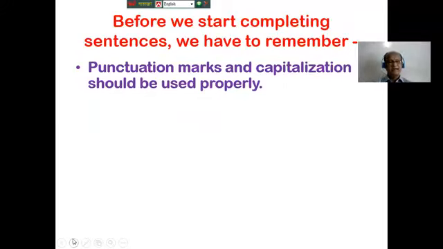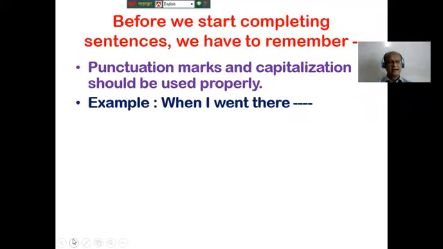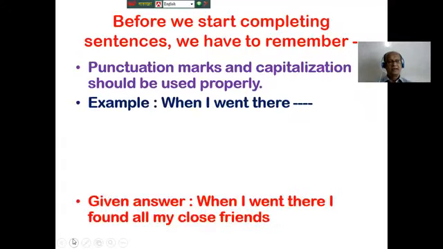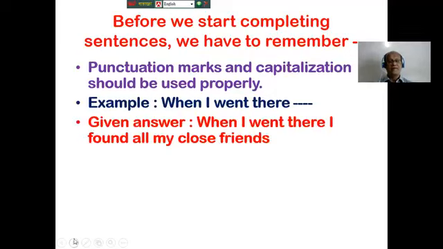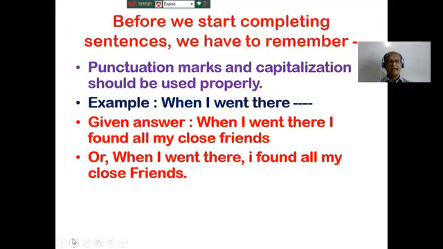Let's see the example. When I went there. The answer may appear in your copy like: when I went there I found all my close friends. There is no comma, no full stop. Next version: when I went there, comma, here I is small, found all my close friends, whereas Friends has F in capital. I is never a small letter when I indicates the first person, singular number. And there is no reason to use Friends with capital F if it is not a form of address. So you don't need to use friends with F in capital.